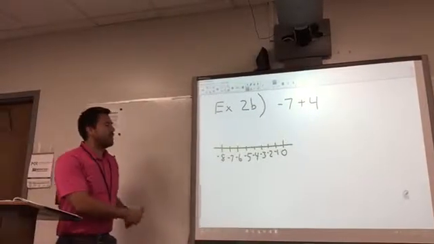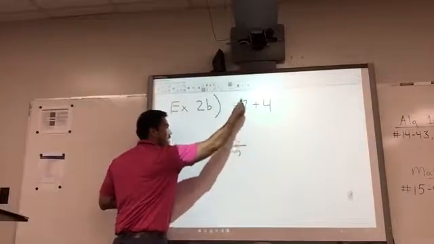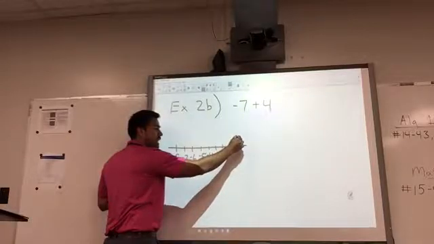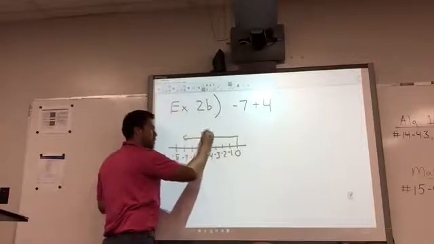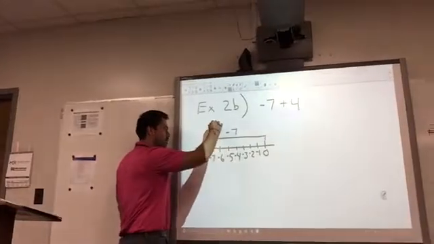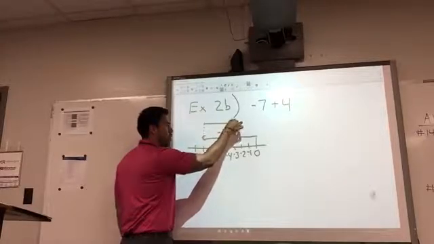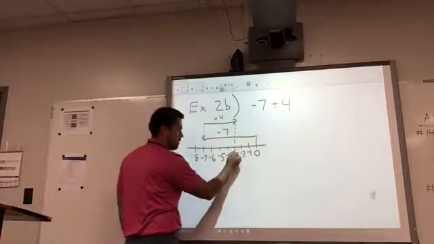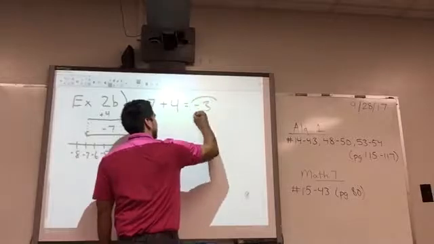Here's our problem. Where do we start off at? 0. And we start with a -7. So where do we go from there? We go to the left. How many times? 7 times. We end up right here. Some people draw arrows, which is fine. And then from there, where do I go? It's a +4, so now where do I go? 4 to the right: 1, 2, 3, 4. That's +4. And where did I end up at? -3. That would have been my answer.